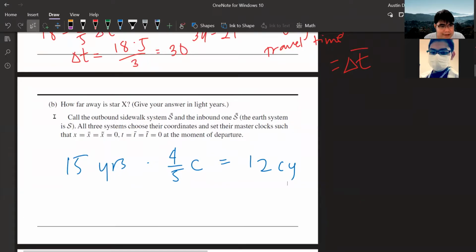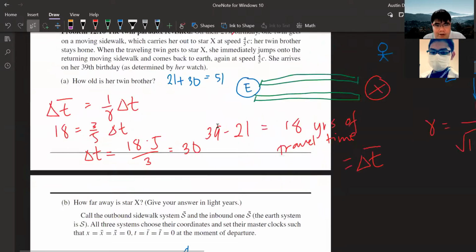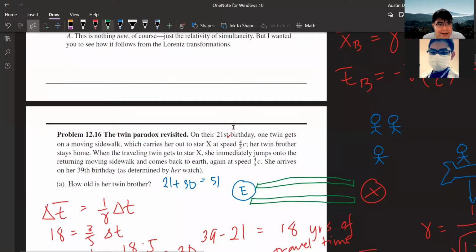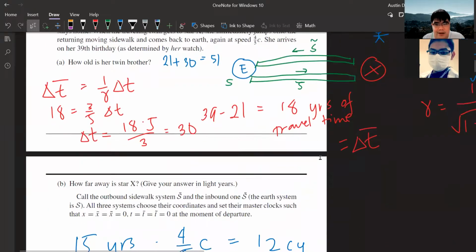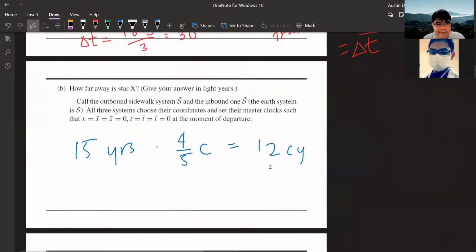Meron siyang hint si Griffiths, na okay, gawin nyo to na yung outbound system would be S bar, tapos yung inbound na sidewalk, so yung pabalik na sidewalk would be S tilde. So drawing natin yun. So si S of course yung nasa earth, tapos yung S bar would be yung pa ganun, and then yung pa ganito would be S tilde. Okay? So ayan, para madali tayo mamaya.